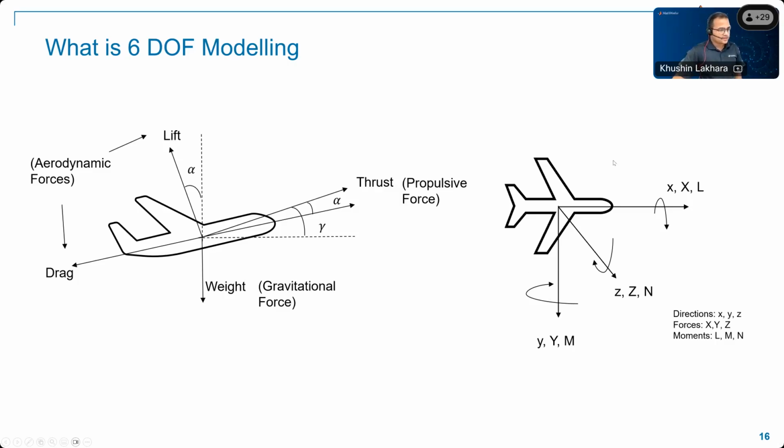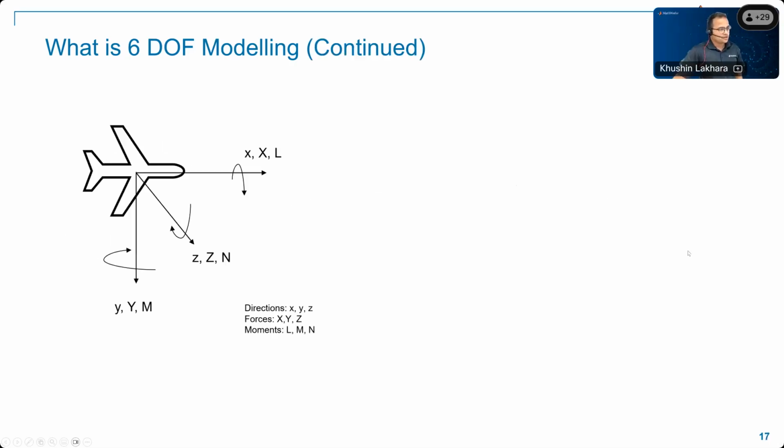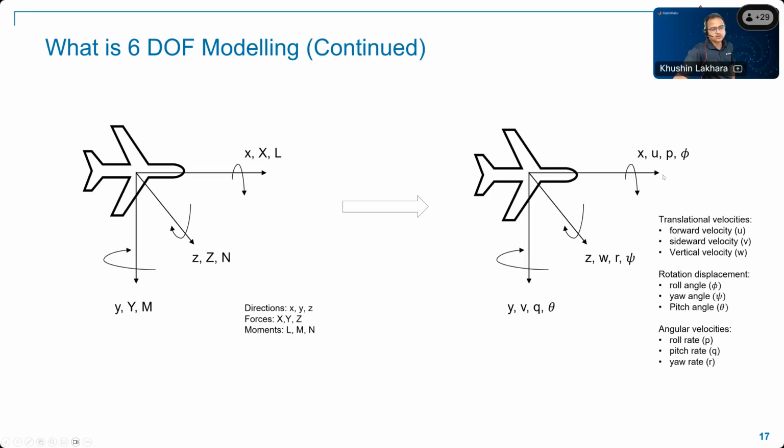So now let's understand if we can bring these forces in the form of X, Y, Z, and L, M, N. The idea is how these forces are connected to the various motions. For a vehicle, we can bring the motions as translational motion: forward velocity, sideward velocity, vertical velocity, U, V, W. These are your speeds. Then about the three axes we have the various rotations: roll, yaw, and pitch, and respectively their rates.